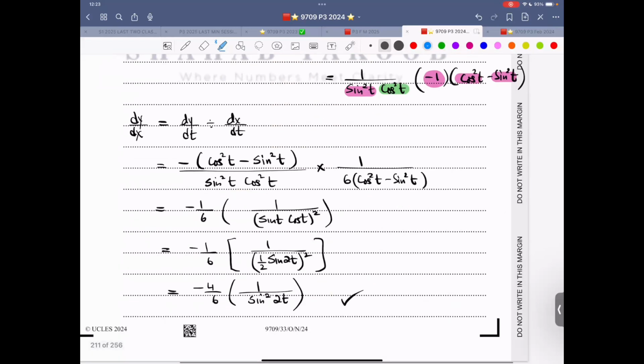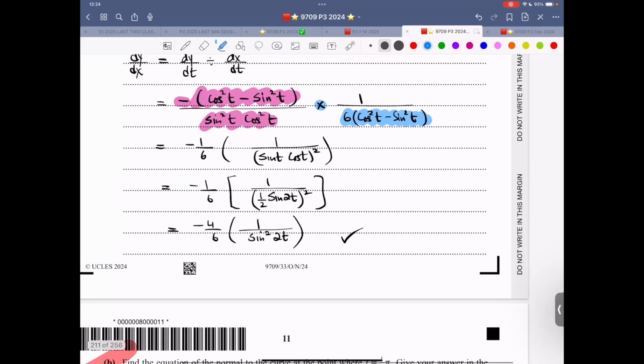So dy by dx is dy by dt divided by dx by dt. So this is dx by dt. That is, I think, wrong color. So this is dy by dt. That is over here with the minus sign. And this is dx by dt. That is this thing. Division by dx by dt is multiplication by 1 over this. Now look at the working.